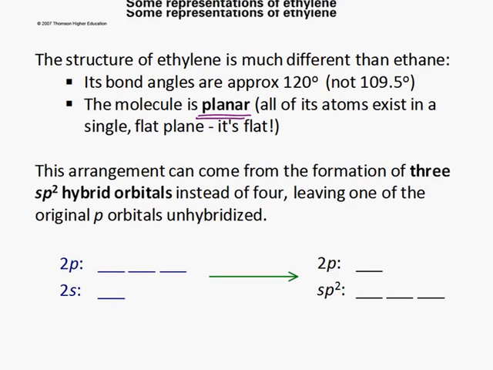So let's talk about how those bonds can arrange themselves with this 120-degree bond angle. We're going to form 3 hybrid orbitals this time instead of 4. With ethane and methane, we had an sp3 hybridized carbon. Now I'm going to make an sp2 hybridized carbon. So let's start out with carbon's 4 electrons: 1, 2, 3, 4.